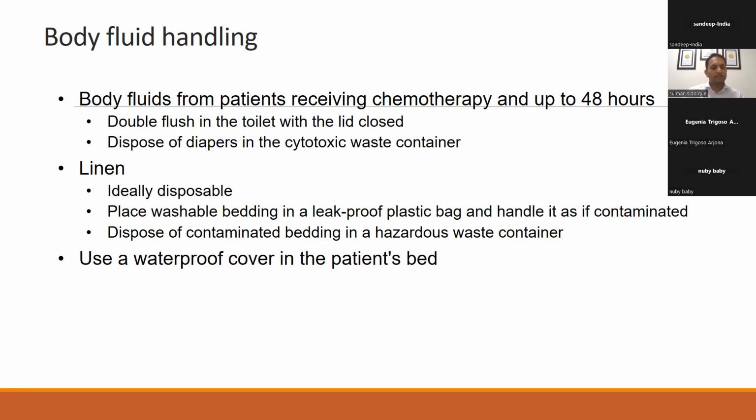Linen ideally should be disposable, but if it has to be washable, then it should go in a leak-proof plastic bag, and it should be treated as contaminated. Use a waterproof cover in the patient bed if available.